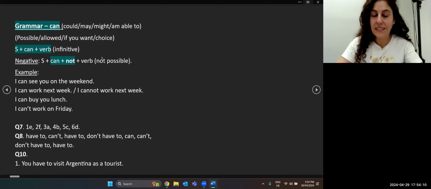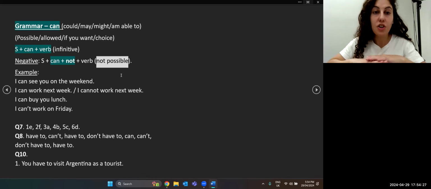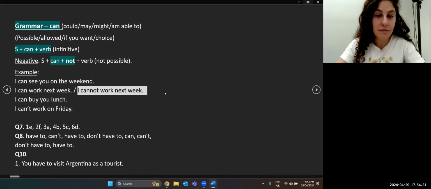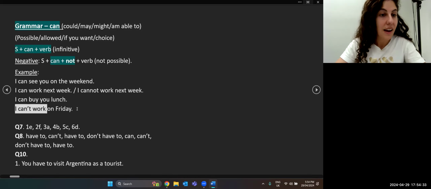And when I do connect it, it becomes "can't" or "cannot." So now this means it's not possible. You're not allowed to do it. Okay, it's prohibited. You're not allowed to. So for example, I cannot work next week. I can't work on Friday.